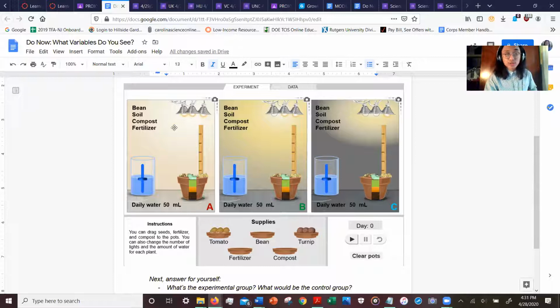The plant with 3 lights, the plant with 2 lights, and the plant with 1 light. So that got me thinking, what is their control group? Give it a guess now.